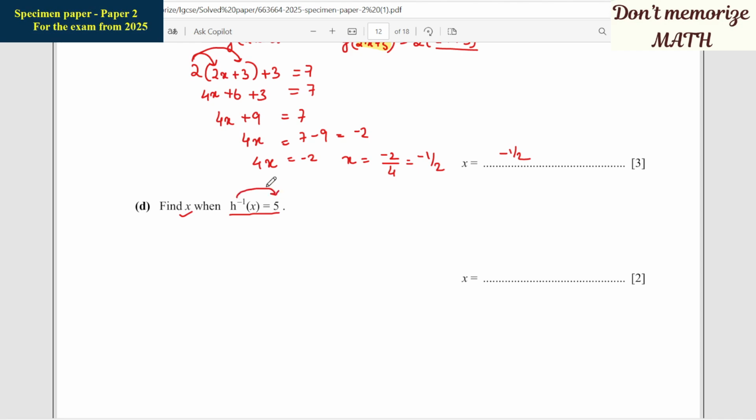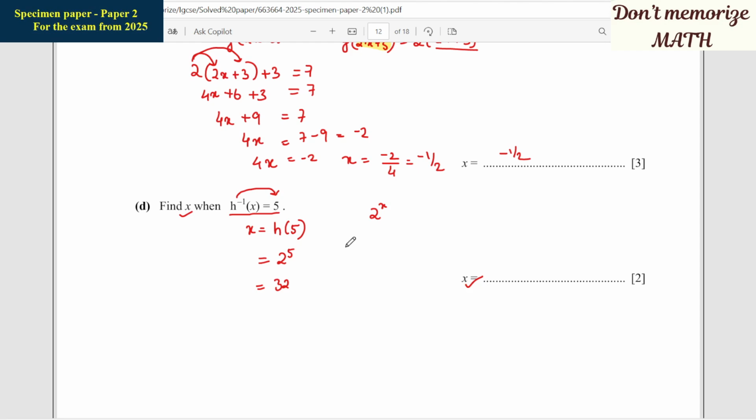So we'll move h inverse, you will get h. So on the left side only x remains. x is equal to h of 5. So to find the value of x, it is enough to find h of 5. What is h of x? h of x is 2 raised to x. We need to find h of 5. h of 5 is 2 raised to 5, that is 32.